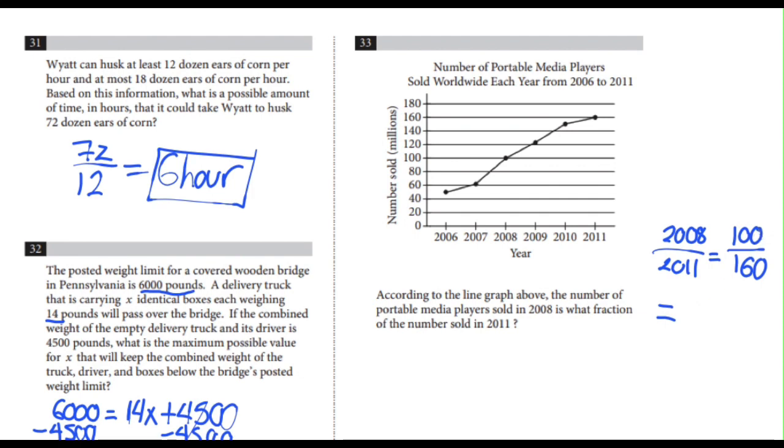We can simplify this fraction first by dividing each side by 10. We'll have 10 over 16. Then we can divide both of these numbers by 2. 10 divided by 2 is 5. 16 divided by 2 is 8. And this is the fraction that we're looking for.